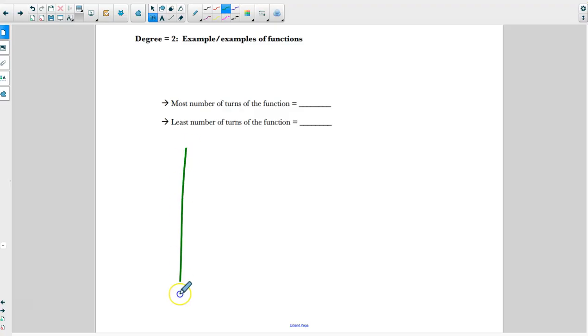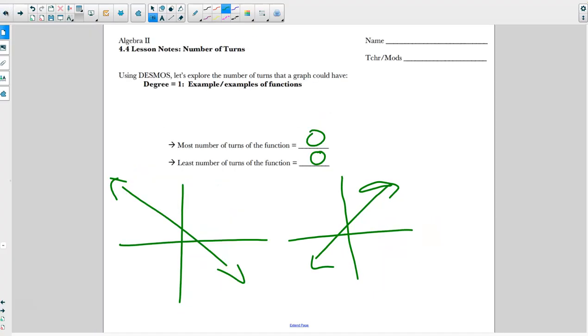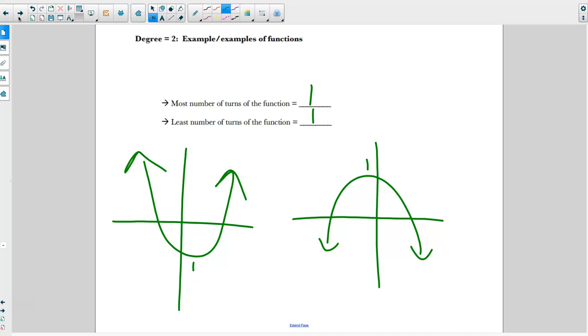Degree 2 is a quadratic. So something like this, or something like that. How many times does it turn? Just once. Yeah, this would be my turn right here. So it turns once there. So that's the most turns that it can have. It's also the least number of turns it can have. So we had an odd function, we had 0. We had an even function, we had 1 turn. We're going to see how that keeps going.